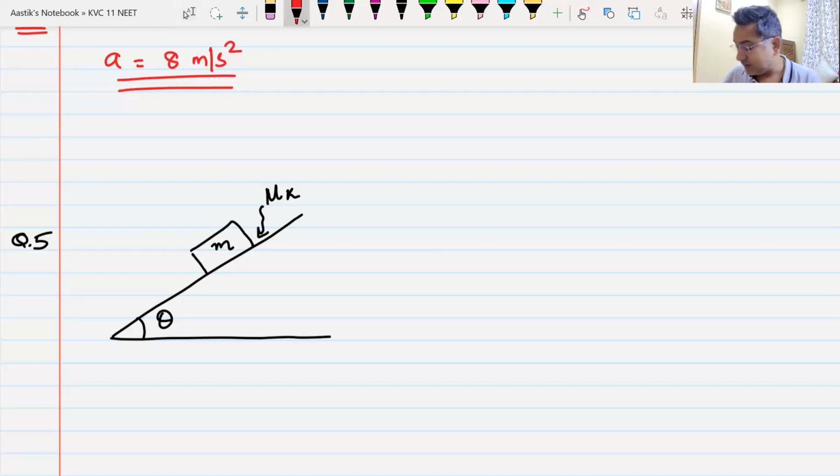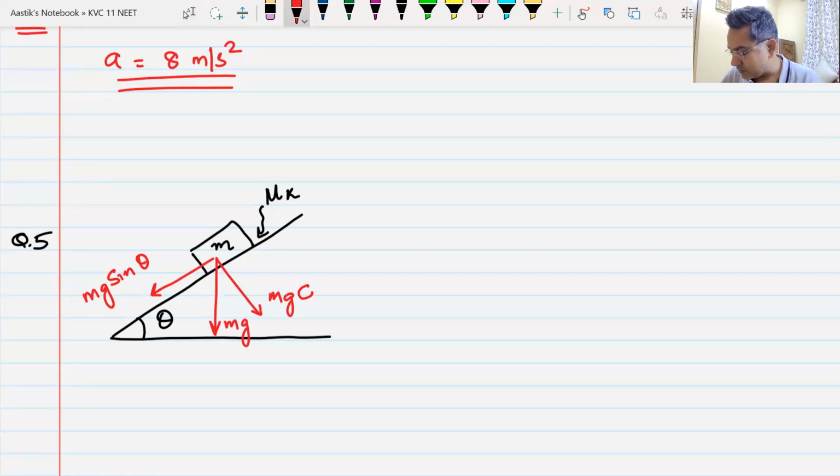Let me not wait, because I've already given you so much time. So how are we supposed to do this? I will draw the free body diagram. This is mg. This is mg sin theta. Then I have the perpendicular component, which is mg cos theta. And then I have this normal reaction coming from the ground. Everyone understands this? Yes or no?